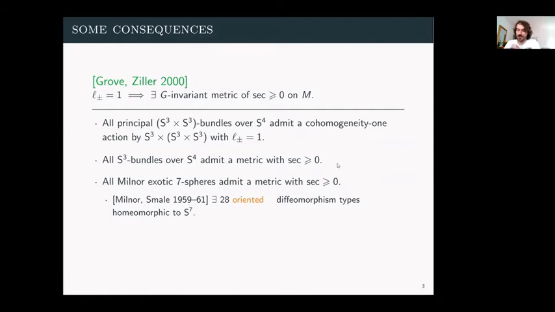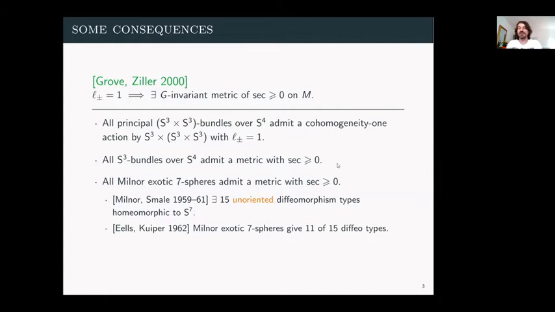manifolds. So Milnor discovered them in the 50s. And soon afterwards, a combination of the work of Milnor and Smale showed that there are 28 oriented diffeomorphism types of manifolds homeomorphic to S7. But if you're interested in curvature, then you don't really care about the orientation. And so there are 15 unoriented diffeomorphism types of manifolds homeomorphic to S7.